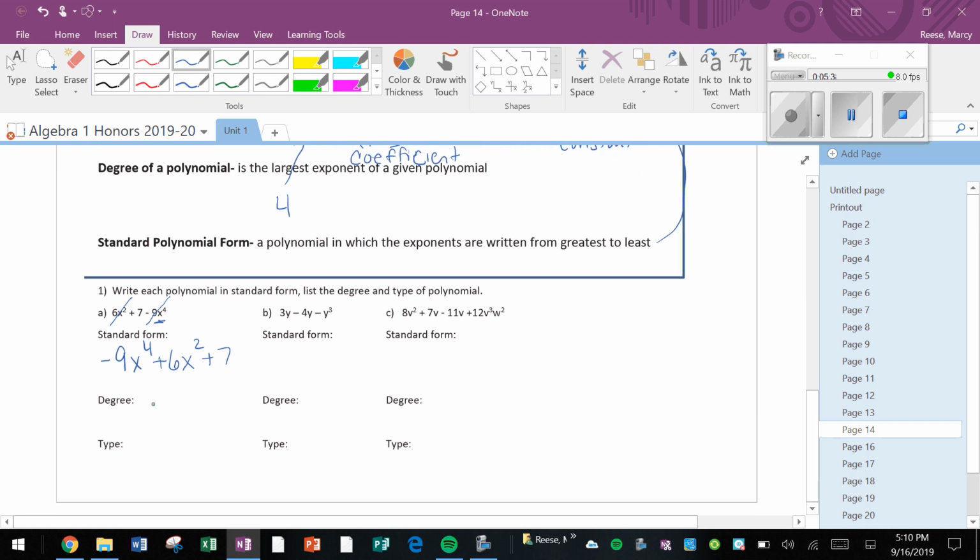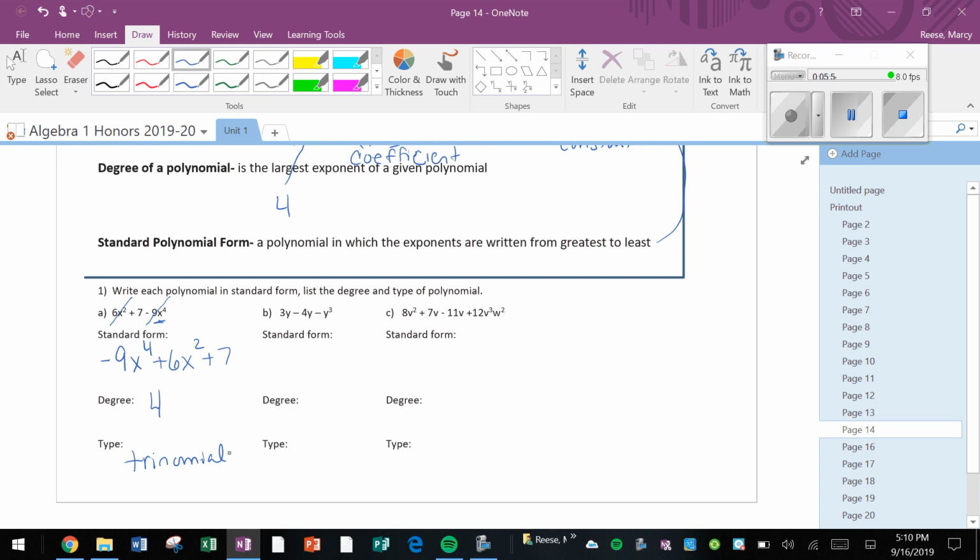Okay? Degree, highest exponent, that's all degree means. And the highest exponent is 4. And the type, it is a trinomial because there are 3 terms. Anything above 3 terms, we just call it a polynomial.